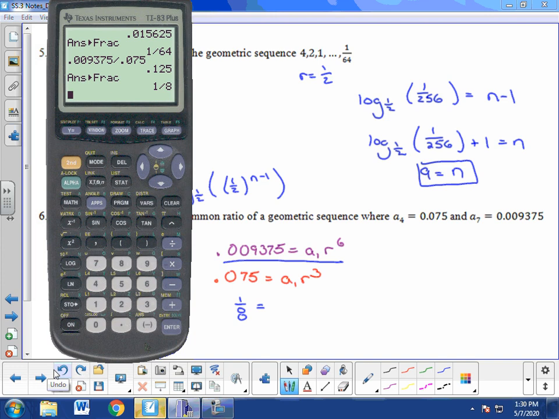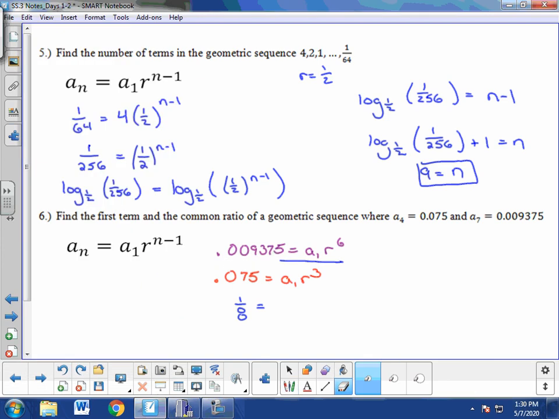So let me actually just rewrite the way that it's represented. Rewrite it like this. So I'm going to divide the constants here. That would be 1/8. Now, the reason I'm going to divide these two equations is because if I divide a sub 1 by a sub 1, they're the same variable, so anything divided by itself is just 1. So basically there's a 1 here.